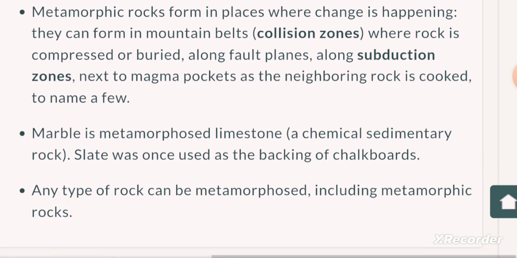Marble is metamorphosed limestone, which is a chemically sedimentary rock. Slate was once used as the backing of chalk boards. Any type of rock can be metamorphosed, including metamorphic rocks. So this is all about the classification of rocks.